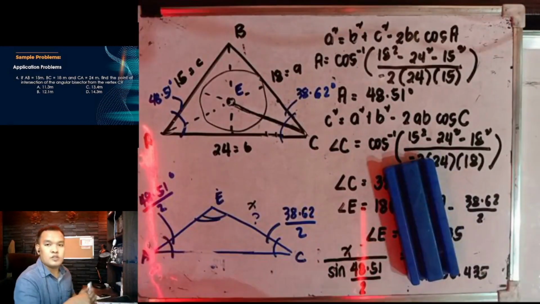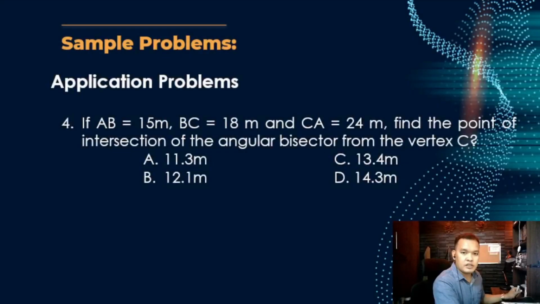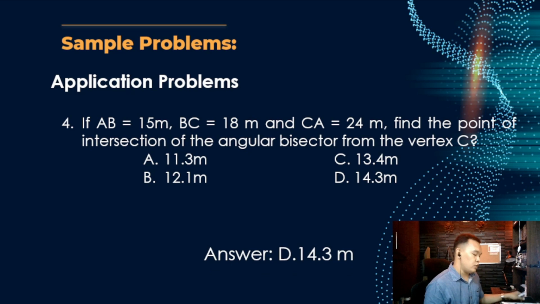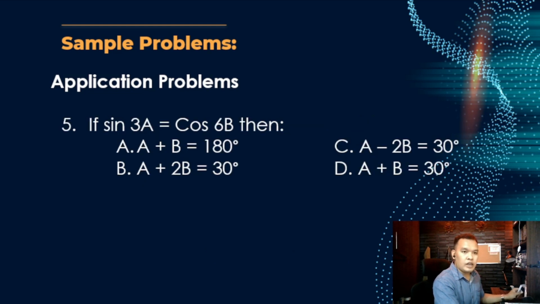Okay? So proceed tayo dun sa the answer will be letter D, 14.31 meters or 14.3 meters. Let's proceed to problem number 5. Application pa rin siya. So we have here, if sine 3a is equivalent kay cosine 6b, then ano yung magiging equivalency niya dun sa choices, no?